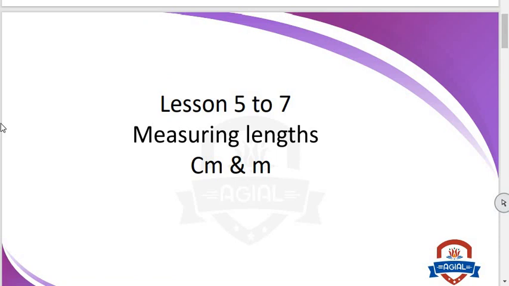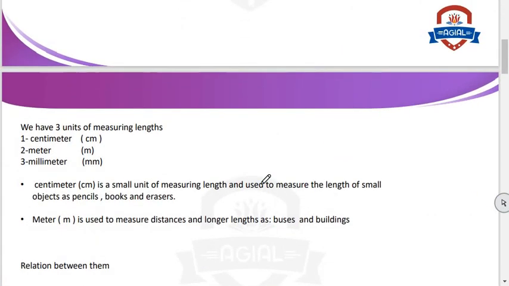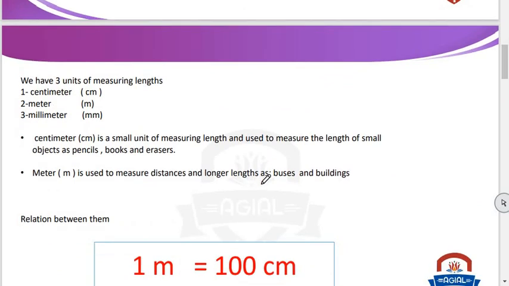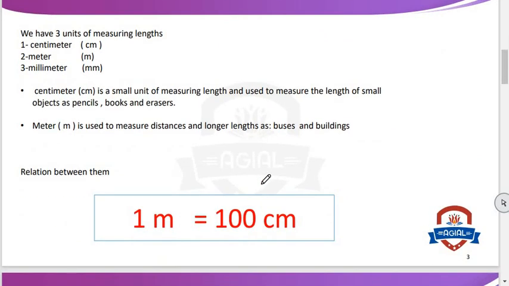We use what to measure the length of any object? We use centimeter or meter, okay? Centimeter and meter. So we have two units for measuring length. At first, we have 3 units of measuring length, not two only, not centimeter and meter only. We have millimeter, okay? But our lesson is about centimeter and meter only.